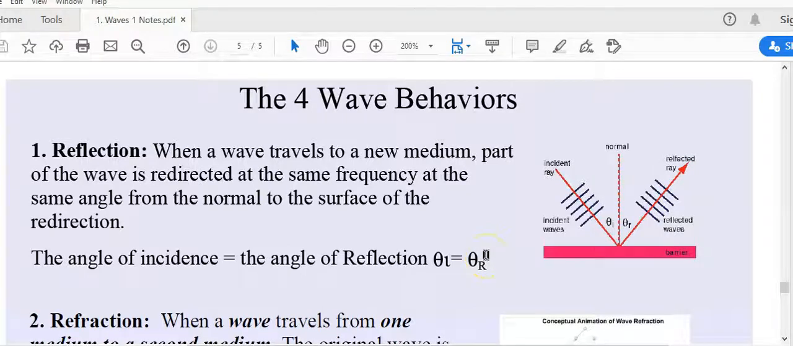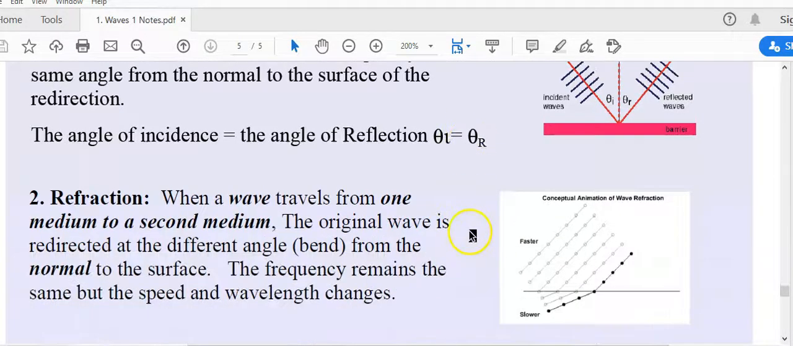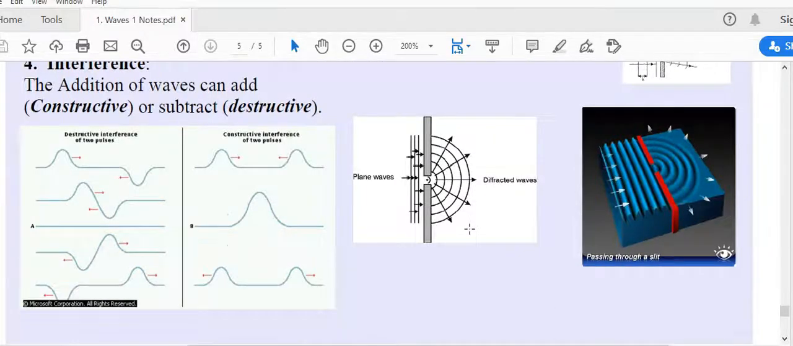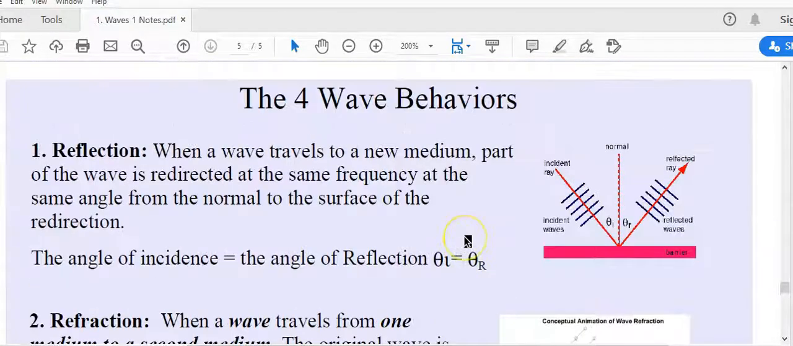Hi and welcome back to the next video in our series. Today we're going to be discussing wave behaviors. There are 4 wave behaviors that we're going to be looking at: reflection, refraction, diffraction, and interference. But in this video we're going to talk about reflection first.